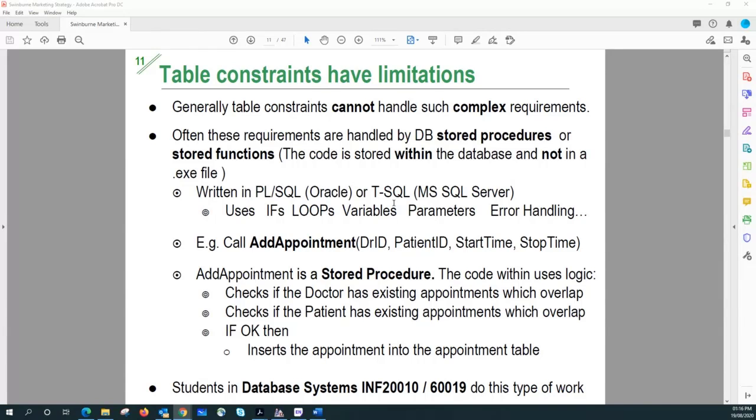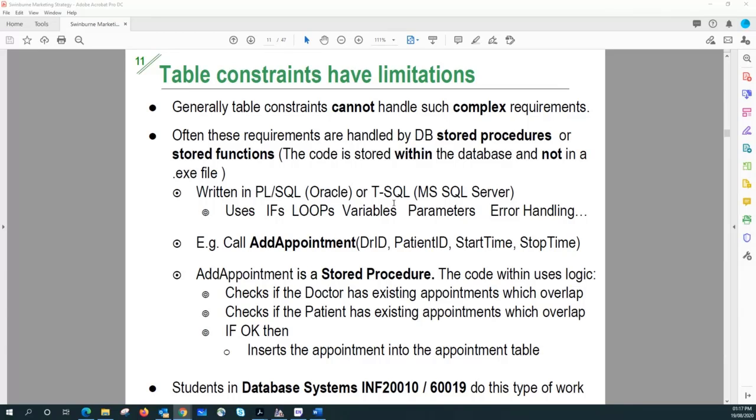Now, what do we mean by a programming language? Remember, with programming languages, we can write code, we can pass parameters, right? We can have if statements, loops, etcetera. We can create functions, we can create procedures, right? So we obviously need these kinds of things to handle those specific scenarios that I have just explained.